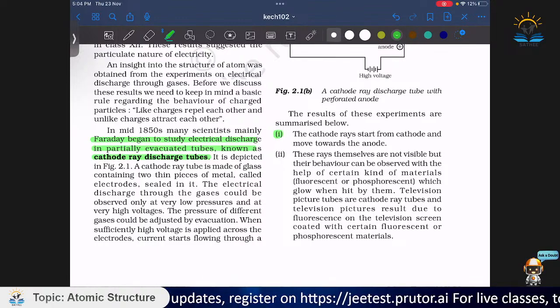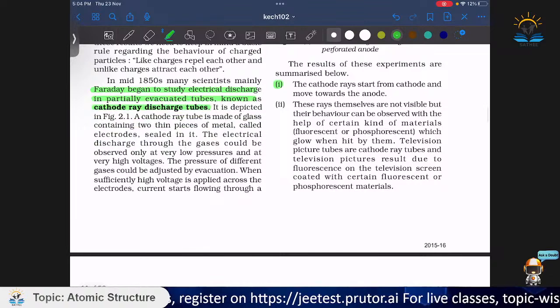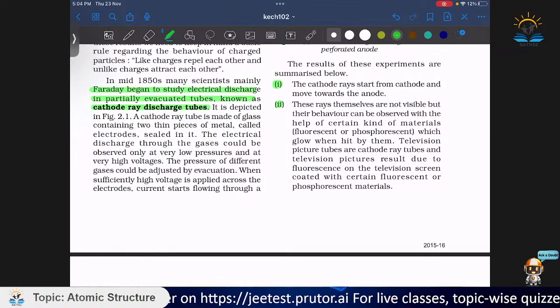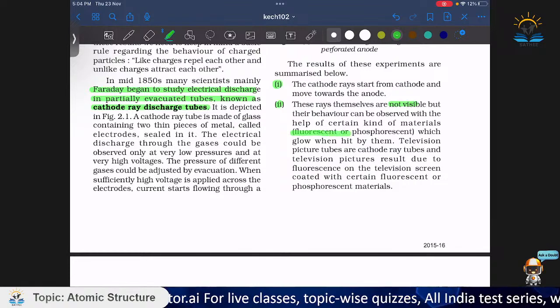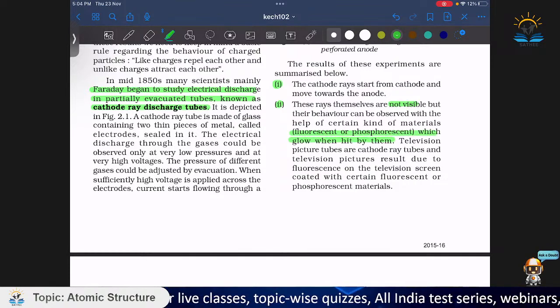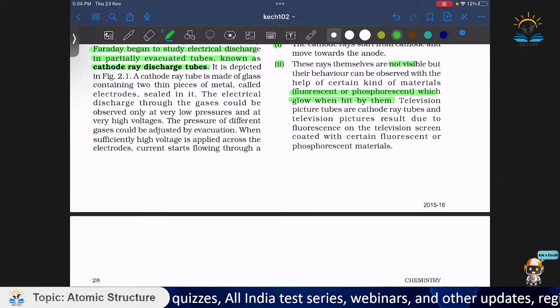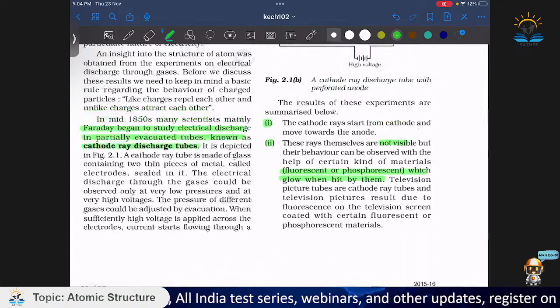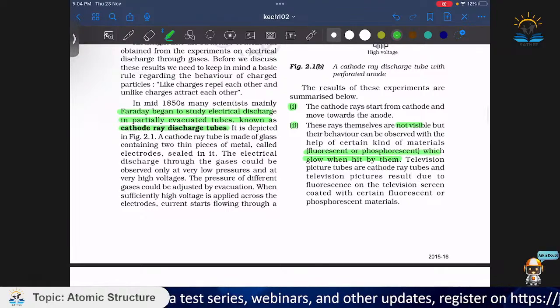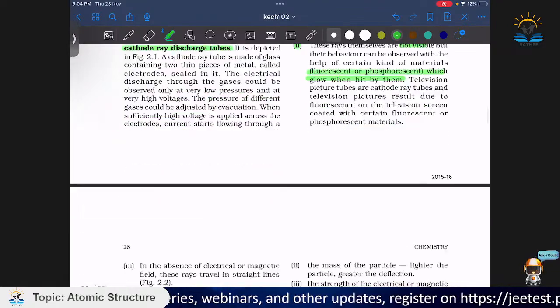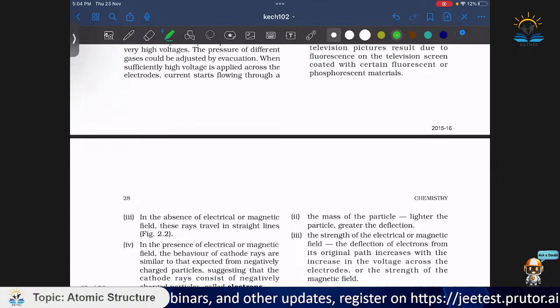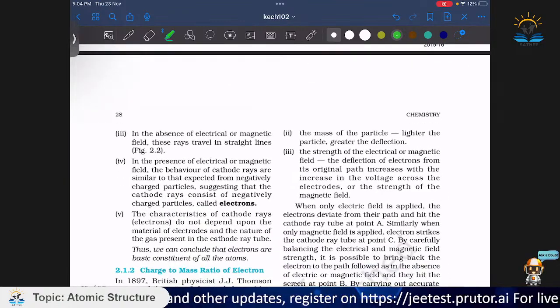They start from cathode and move towards anode. This is the first. The second is they're not visible, but their behavior can be observed with some kind of materials which are known as fluorescent materials, which glow when hit by cathode rays. Television picture tubes are cathode ray tubes, and television pictures result due to fluorescence on the television screen coated with certain fluorescent material. So this is the principle behind the CRT television, cathode ray tube television, that the fluorescent material gets hit by the cathode rays and produces this fluorescent color.